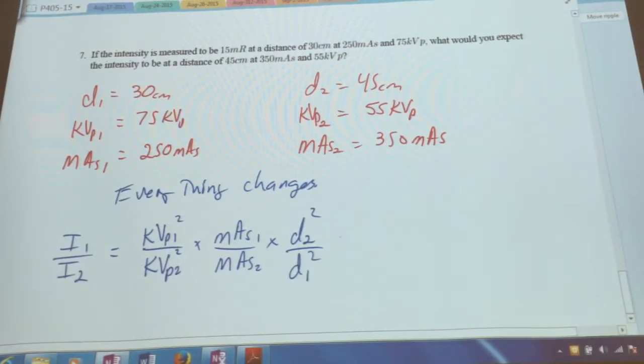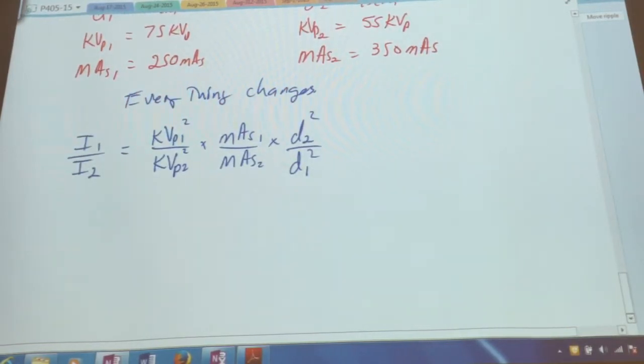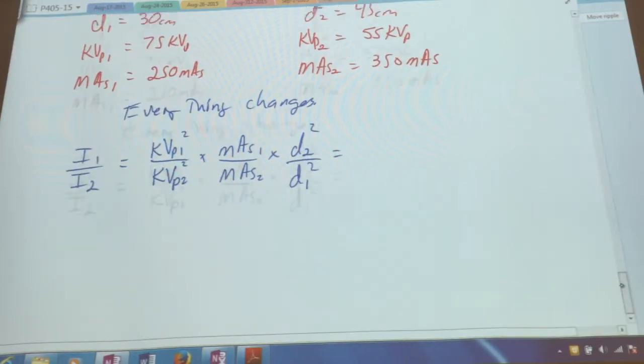So you're just making use of this nice little formula, and say that I1 is 15 MR. What stands for lettering? Milliroentgen. And we're looking for what I2 is. So we're gonna rewrite that formula for I2. Or do you wanna just do it that way and figure out I2 later? Why don't we do it that way? Safer.